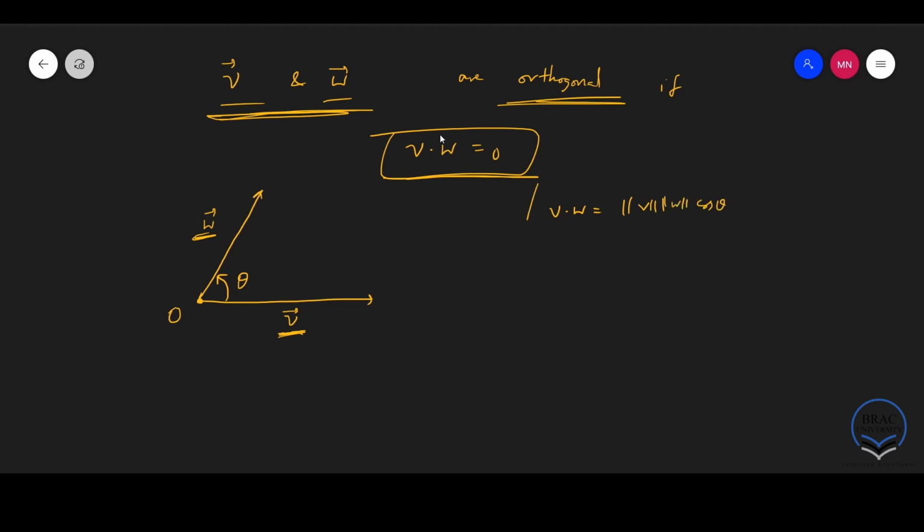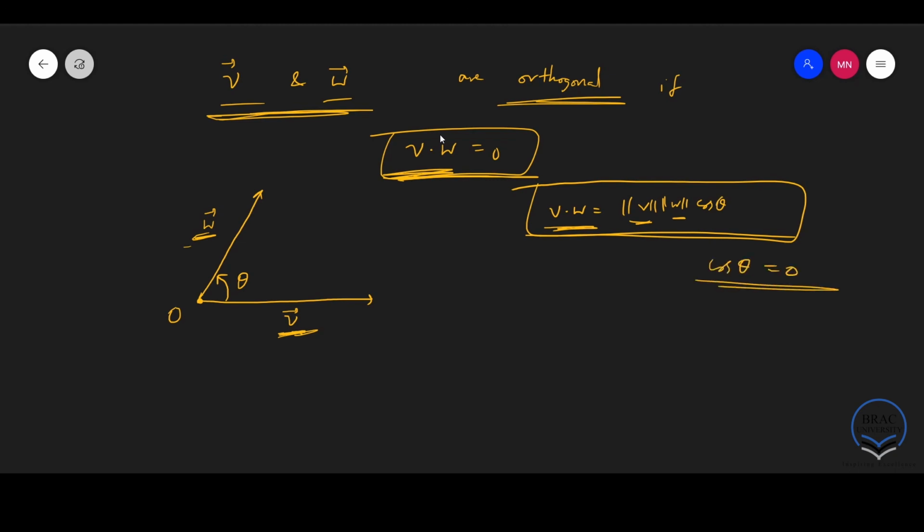So from this, when can we have our dot product equal to 0? We know that the magnitudes of these two vectors cannot be 0, since we're considering them to be non-zero vectors. So the only case for which the dot product is equal to 0 is when cosine of theta is equal to 0. When is cosine of theta equal to 0? Cosine of theta is equal to 0 when theta is equal to 90 degrees, or pi by 2 radians. So when theta is 90 degrees, the dot product is equal to 0.